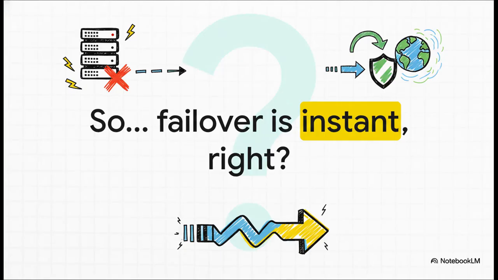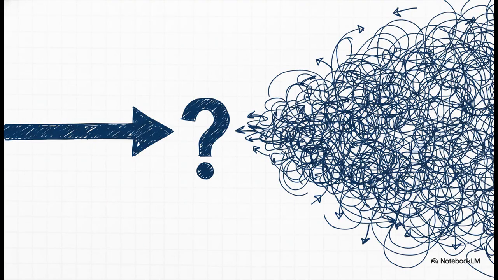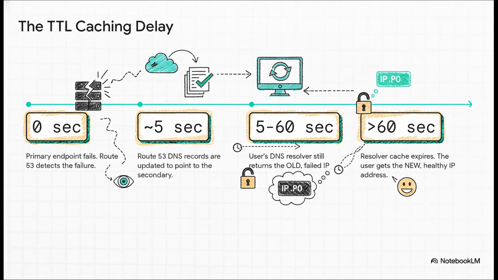It's a totally fair question. The health check failed, Route 53 saw it and reacted, so all my users are immediately sent to the backup site, right? The system is protecting them instantly. Not so fast. The reality of how the internet and DNS works is just a little bit more complicated than that. Let's break this down on a timeline.